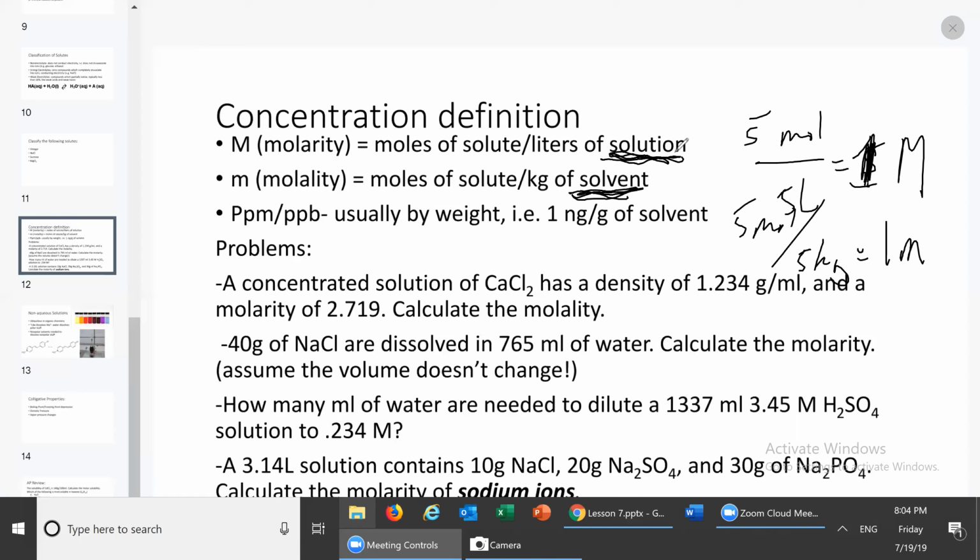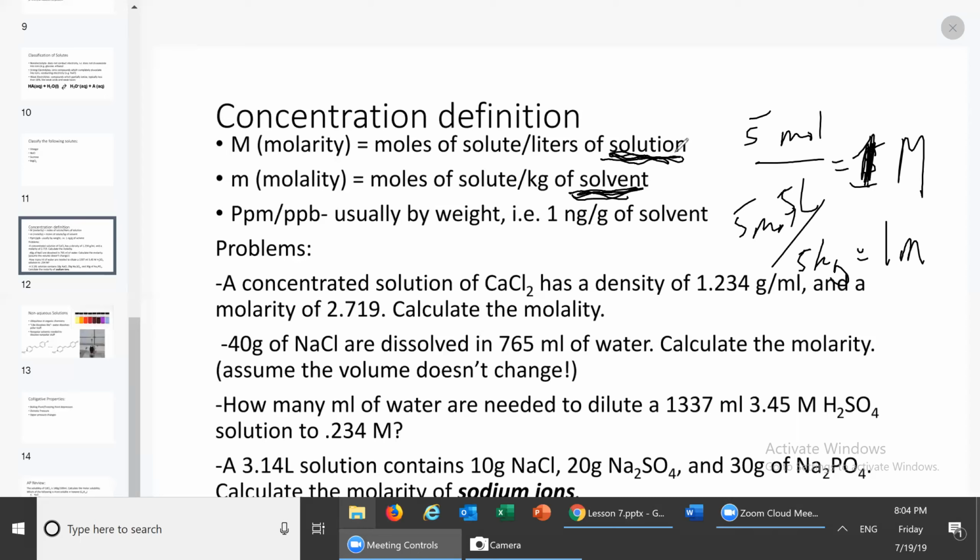At low concentrations, we can assume that the volume does not change when we add solute. So when we add a solute to water, we assume that the volume does not change. This means that 1 liter of solution will be about the same as 1 kilogram of solvent. So molarity and molality should be the same at low concentrations.